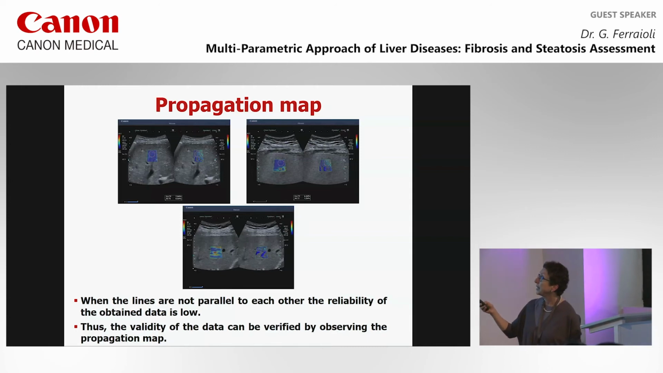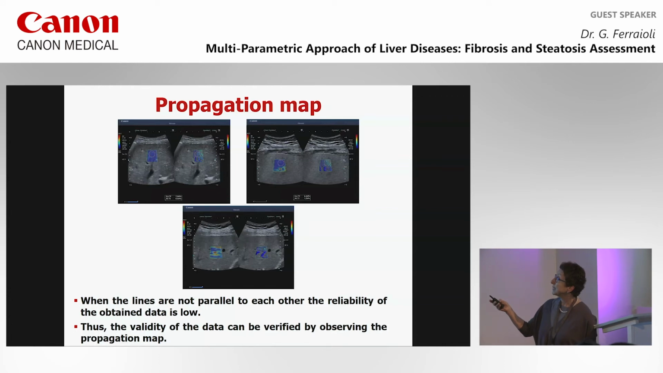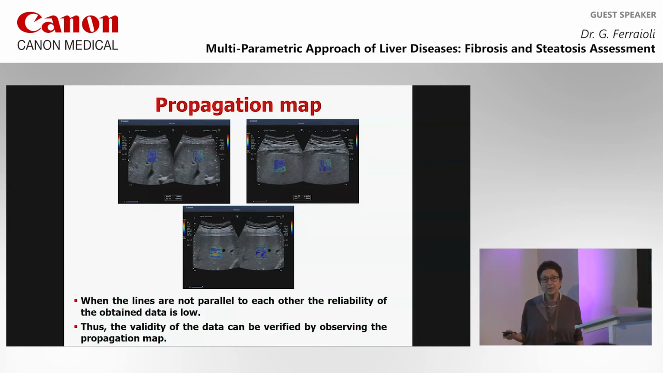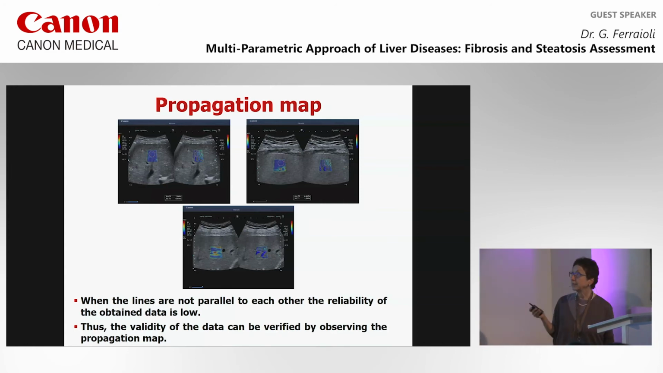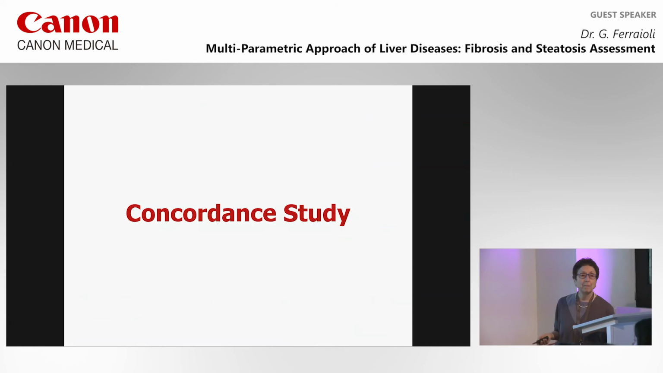filled with the color. And here you can see that looking at the propagation map, we can exclude completely this part of the sample box. The same in this area. So in this equipment, the propagation map should always guide your measurements.